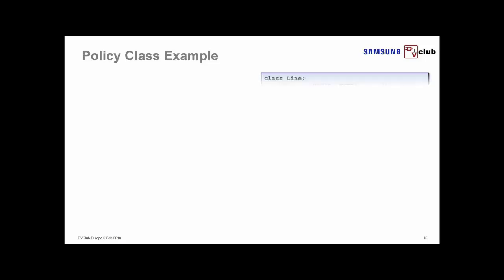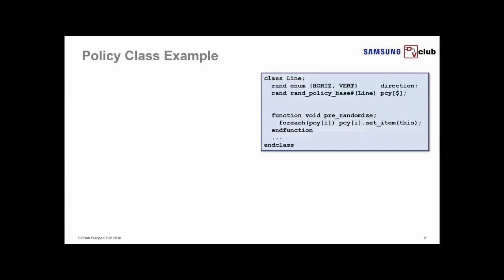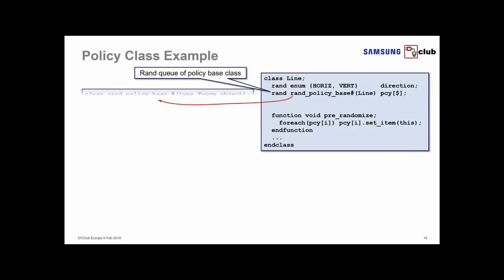So let's look at this in more detail. And this is, I apologize in advance, a somewhat busy slide. So here's our line drawing class from the previous example. One thing that's different is now there's this random queue of policy base items in it. And okay, what is that? Well, let's take a look.